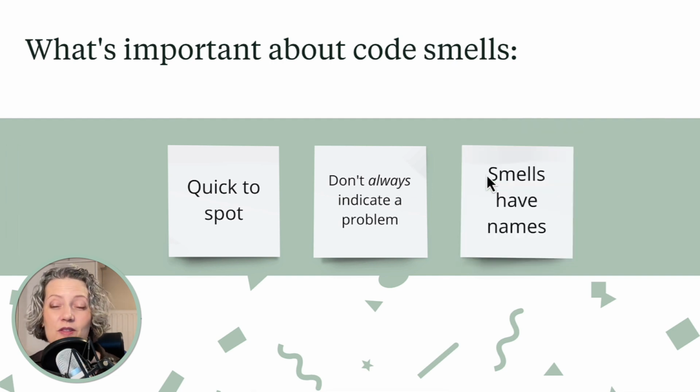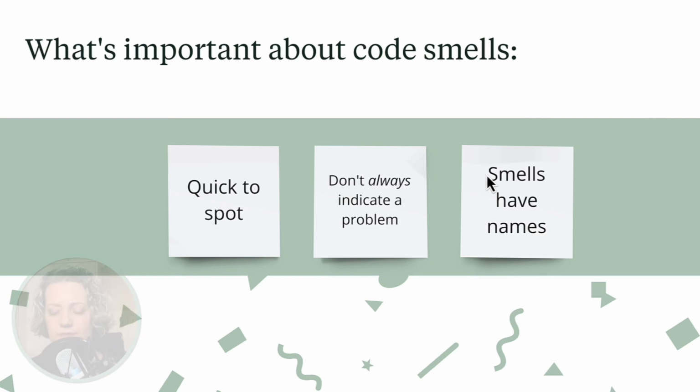And the important thing for today I want you to remember is that code smells have names, and this gives you a language for discussing problems in code that is still a little bit vague, because the thing with a smell is it might be a problem, but might not. So it gives you a less dramatic way to discuss it with your colleagues.